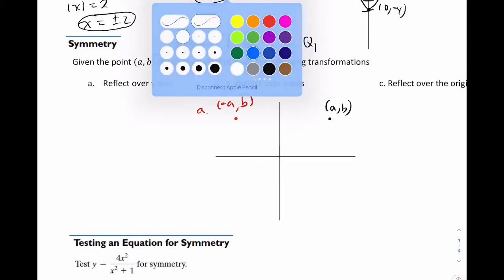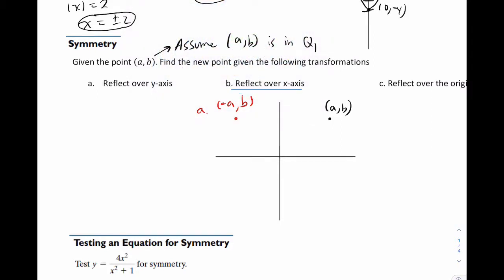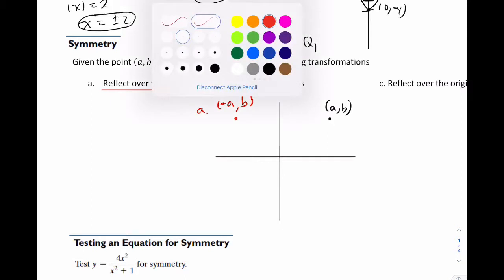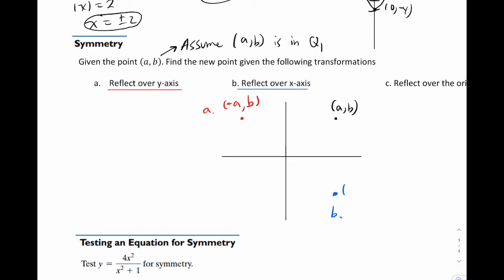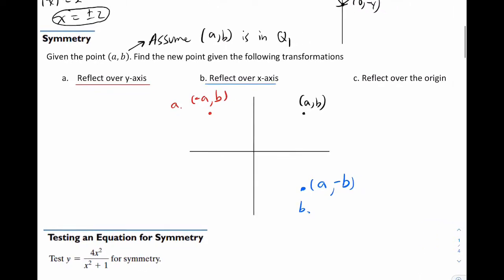Part B I'll do in blue, reflect over x-axis. So x-axis is right here. We're going to reflect over it. So the point should be right about here. And if you reflect over the x-axis, the x value should stay the same, so A, and the y value would negate. That's it.